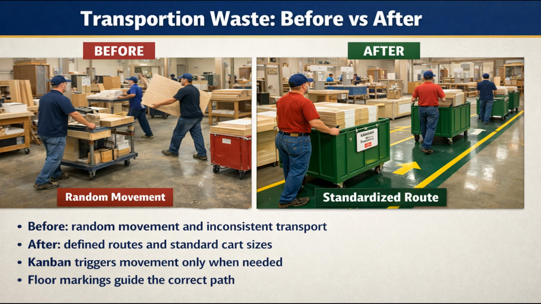An example would be something like this. Before, operators move parts whenever they feel like it, using any available cart, taking random paths. After, defined route from machining to assembly. Standard cart size for each part type. Kanban card triggers movement only when assembly signals need. Visual floor markings guide the path.